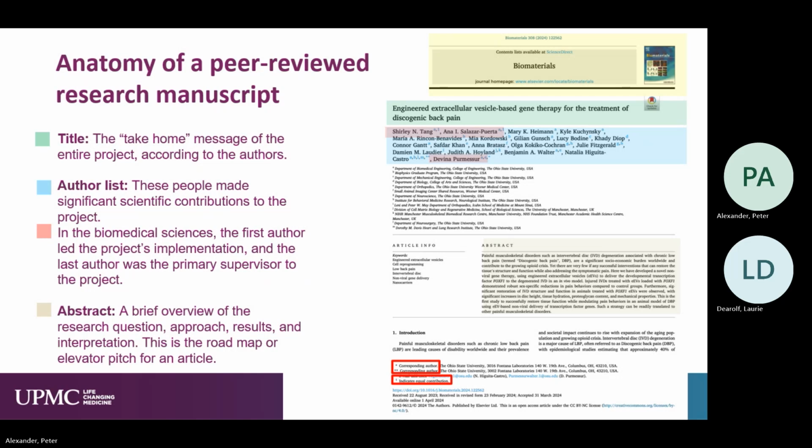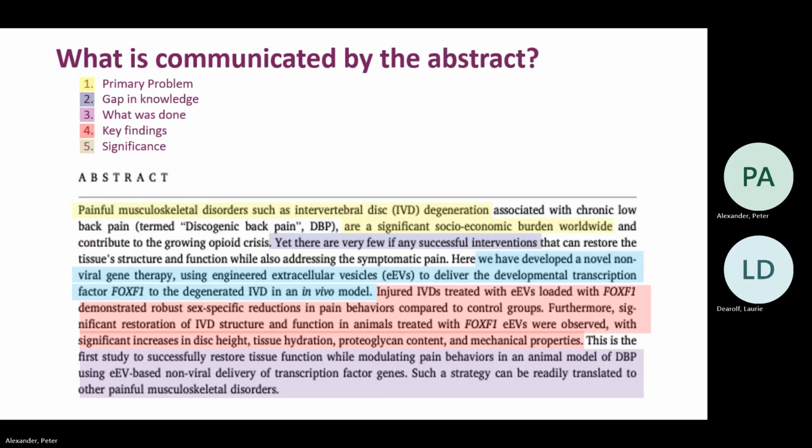The other key part we want to look at is the abstract, which is highlighted in brown. It's a brief overview of the entire paper. It includes the research question, the approach, the results, and an interpretation. Just to break this down, we want to look at the primary problem. Generally speaking, we want to define the gap in knowledge, say what was done, and the key findings. You can see I've color highlighted these things. It's very condensed, and we're using some very specific words, but understandable by people not necessarily in my field. They're scientists, but it's not specific to what I am doing.